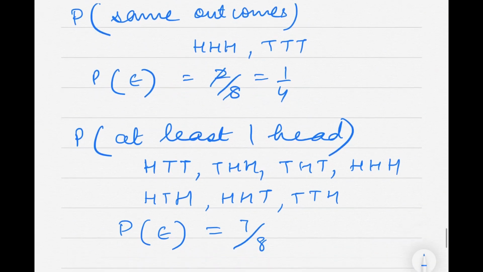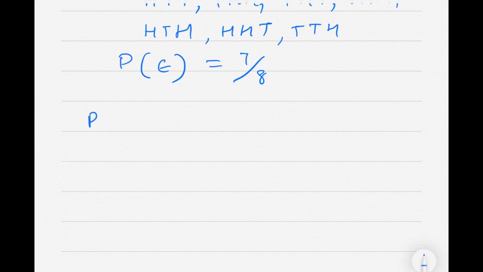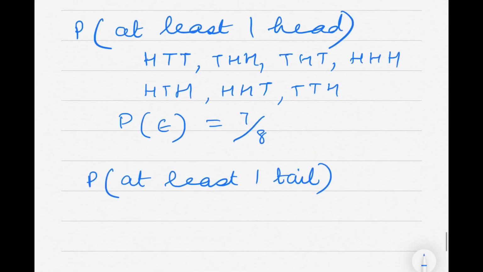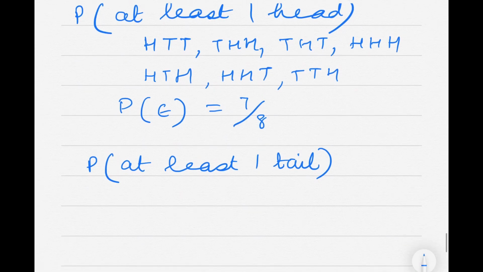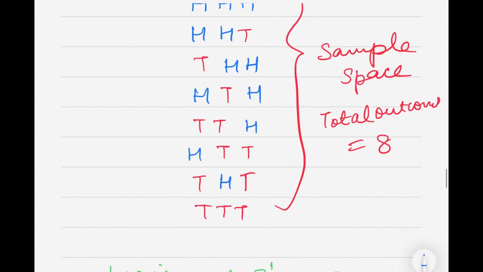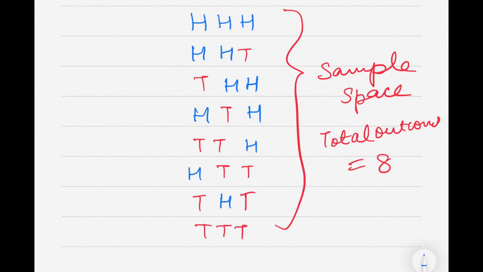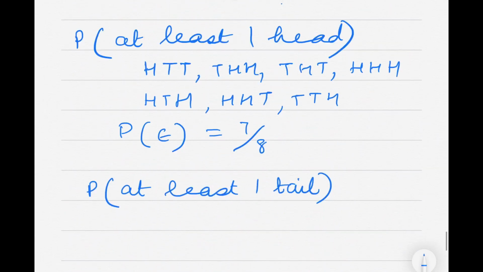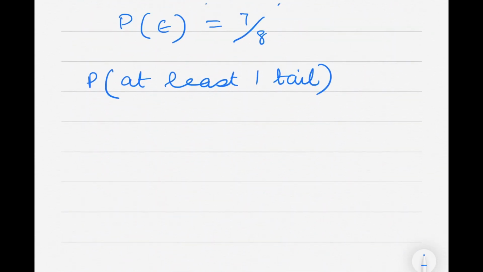Fine. Now at least one head and at least one tail I can do similarly, right? So the probability of getting at least one tail. Do I need to write the outcomes or is it clear to you? I think I can write down all the options with at least one tail. It can have more than one tail, right? So we have all the 7 options except head, head, head. So again I can say that my favorable outcomes are 7.